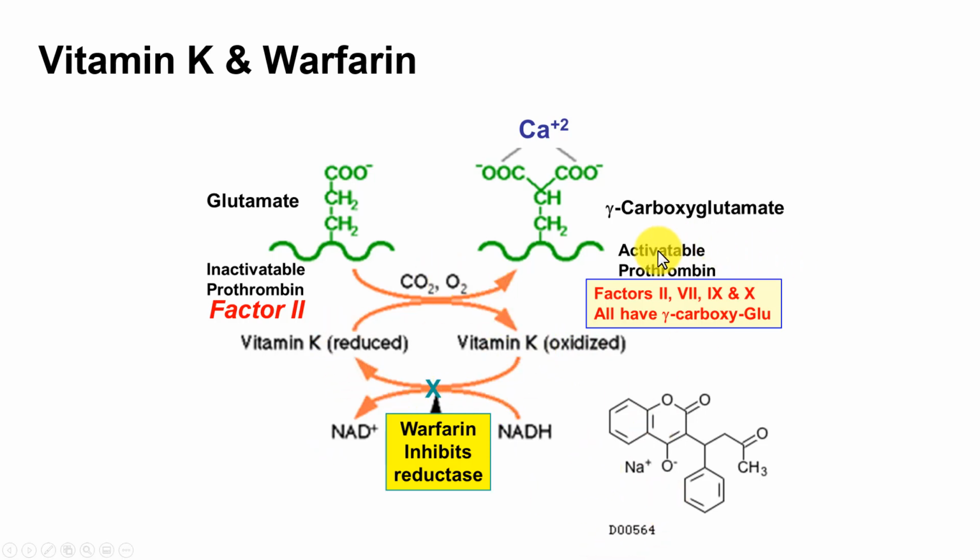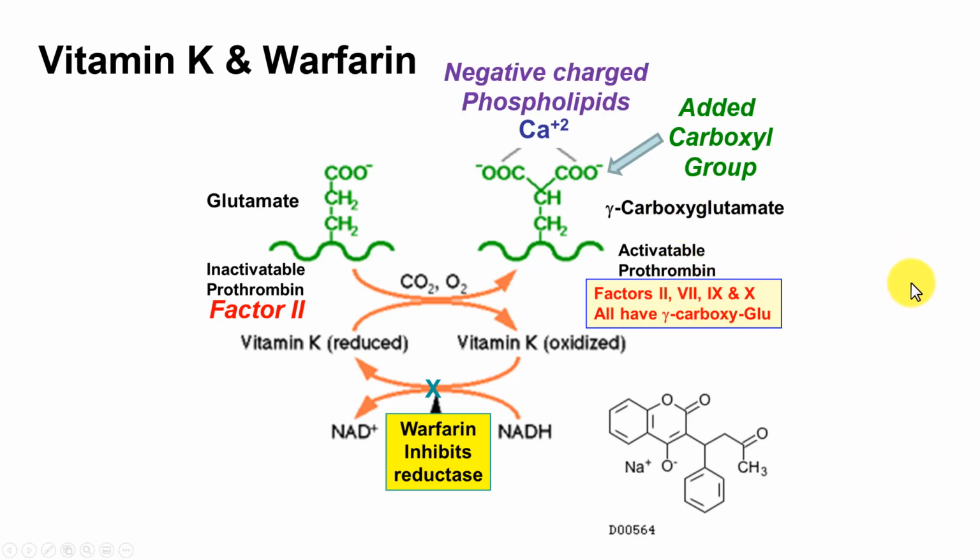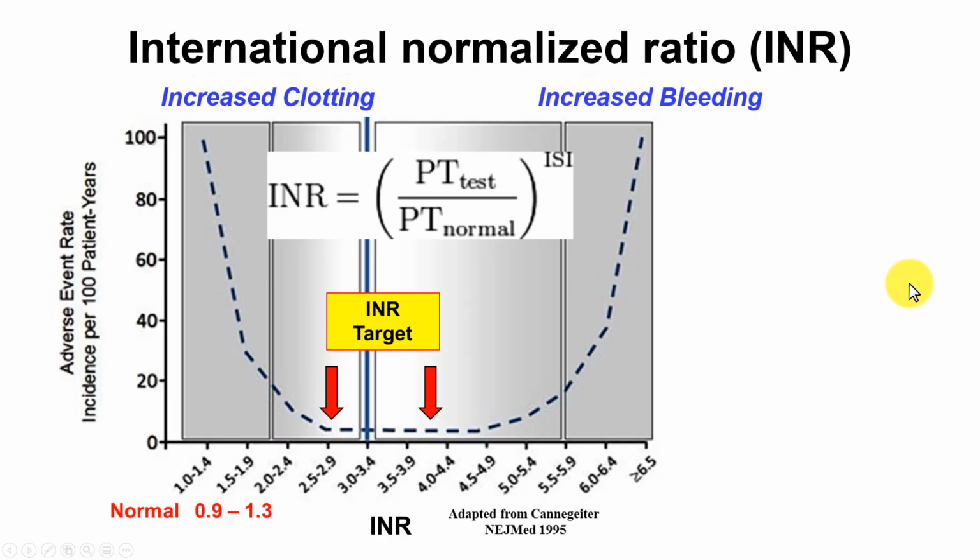Activatable prothrombin, so these are the factors that all have gamma carboxyglutamic acid on them. Added carboxyl group, negative charged phospholipids, and it binds. This is a plot of the incidence of patient years here and adverse events here. And you can see there are far more adverse events.